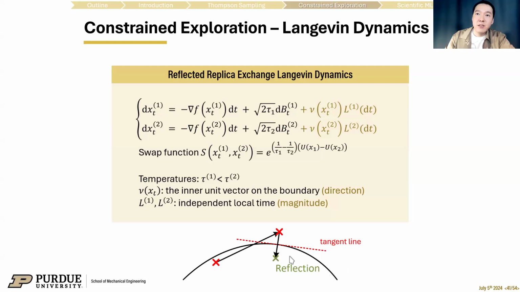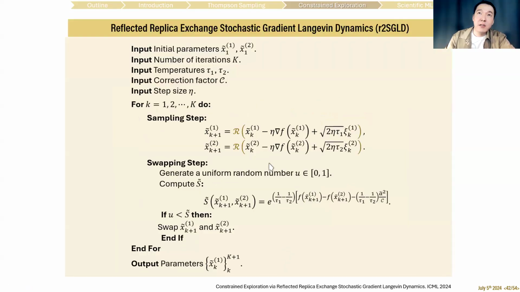So suppose this is the boundary, and we start with this sample and generate the next sample, which is out of the boundary. Then we need to find the closest point on the boundary, and we compute the normal vector and tangent line. Then we mirror the sample back to the boundary along the tangent line. And to implement this is a proposed reflected replica exchange stochastic gradient Langevin dynamics, which is also abbreviated as R2SGLD.